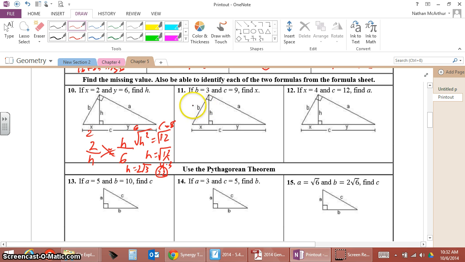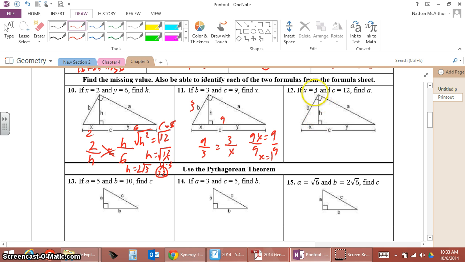So it says here that b equals 3, c equals 9. We've got to find out what x is. Well, looking at my cheat sheet, I'm going to move my 9 out of the way so I have more working space. 9, that's the whole thing. On the cheat sheet, I'm looking for a piece of the hypotenuse, and I'm given a leg. I'm going to use that leg formula, and I'm going to say the whole hypotenuse, 9, over the leg is equal to the leg over the piece I want. So I cross multiply, I get 9x equals 9, divide by 9, divide by 9, x equals 1.